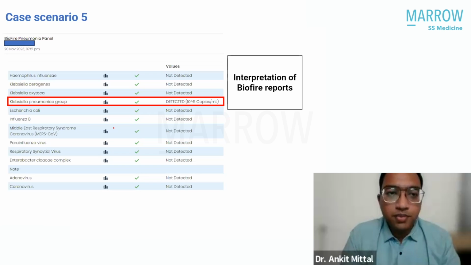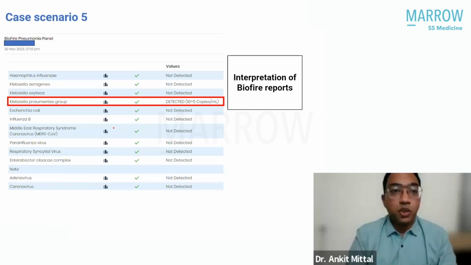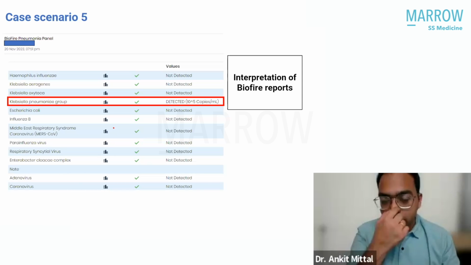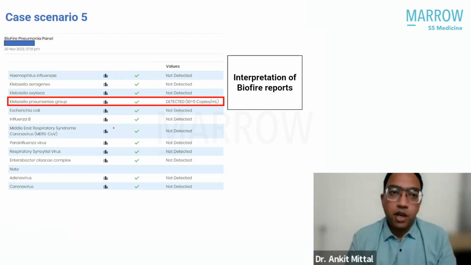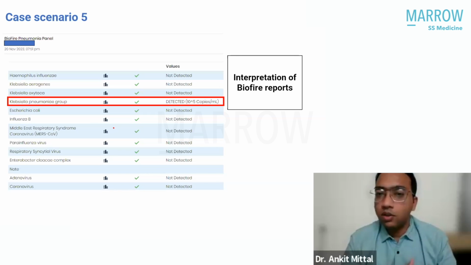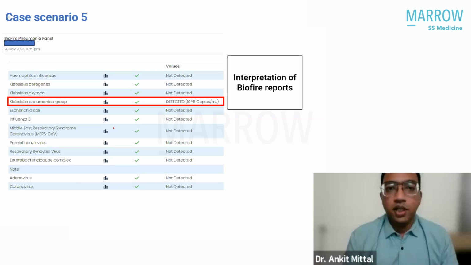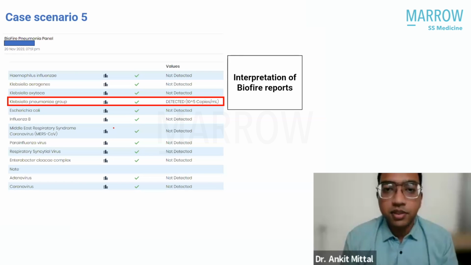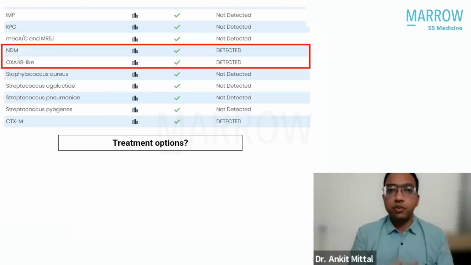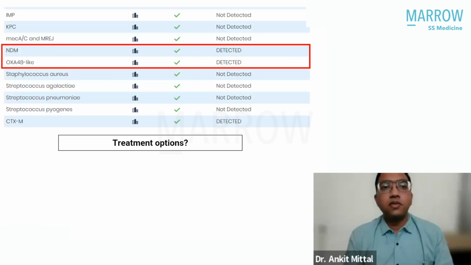Now, in this case, what we see is Klebsiella pneumoniae is detected in the sputum Biofire, right? And the copy load is 10 to the power 5. In general, a load of 10 to the power 7 or more in Biofire panels is considered significant, right? That is point number one. But again, it all depends on the clinical scenario. If you have a pneumonia case, if you have taken a good sample and nothing else is coming positive, then even at 10 to the power 5 or 10 to the power 6, you're supposed to consider it significant. Anyway, this is showing Klebsiella pneumoniae. We thought that this is going to be significant because of the clinical presentation. And then we saw the molecular profile. So it says there's NDM detected and OXA48 detected.